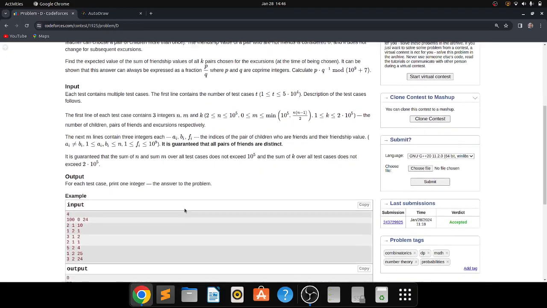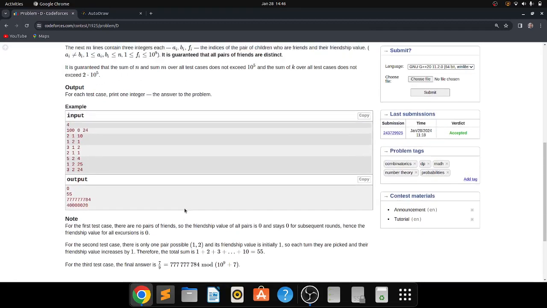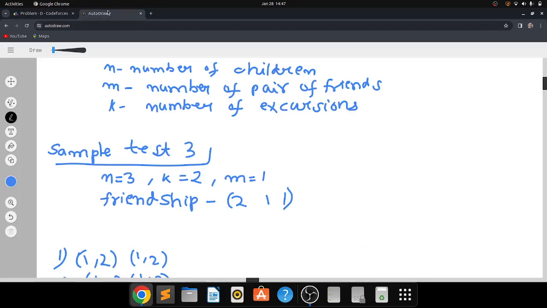So first let us understand sample test case 3, how to calculate the expected value for it. In sample test case 3 we are given that n equals 3, k equals 2 and m equals 1, so there is only one friendship given, that is 2 and 1 are friends and their friendship value is equal to 1.